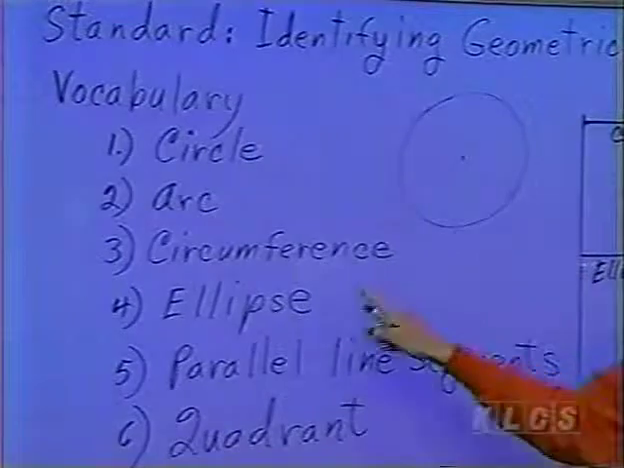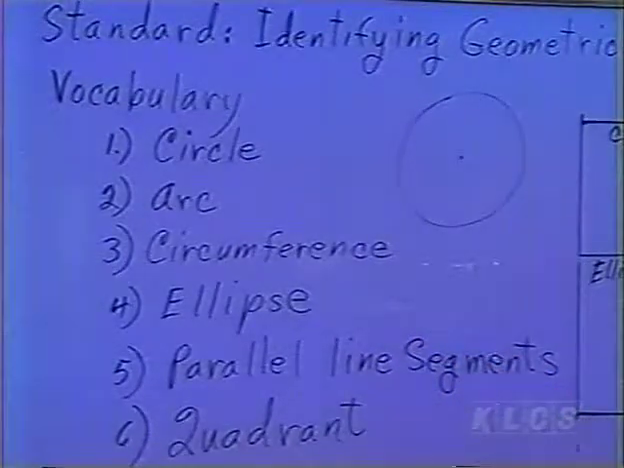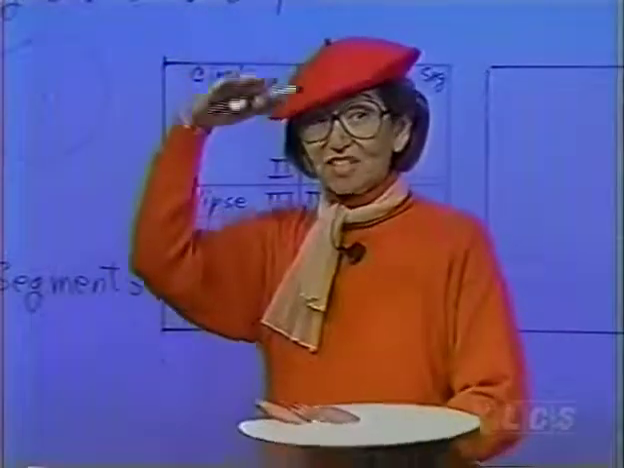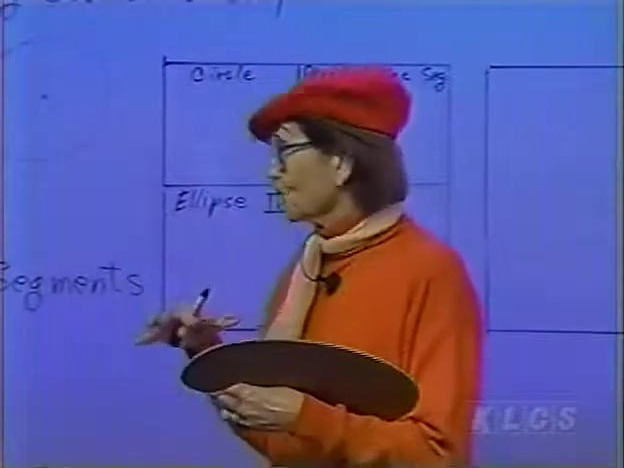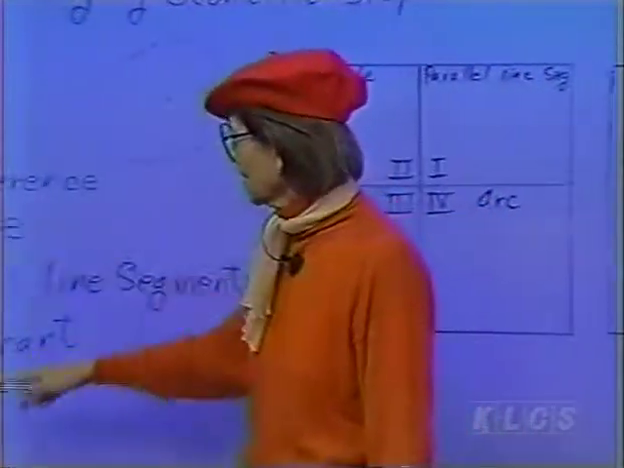Okay, and then we have an ellipse. An ellipse is like a circle that you squished. You took it and you sat on it, and it became a squished circle. Okay, that's what an ellipse looks like.